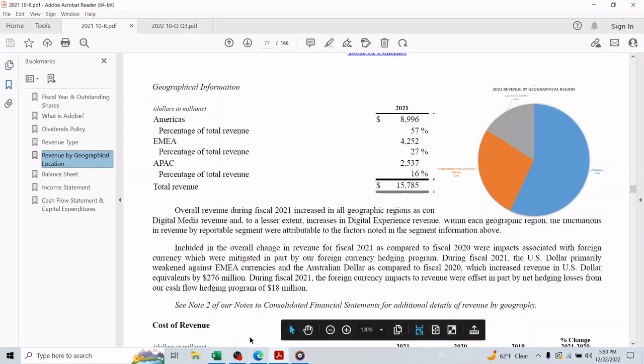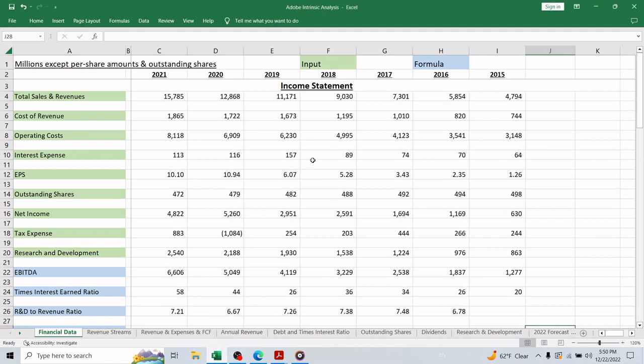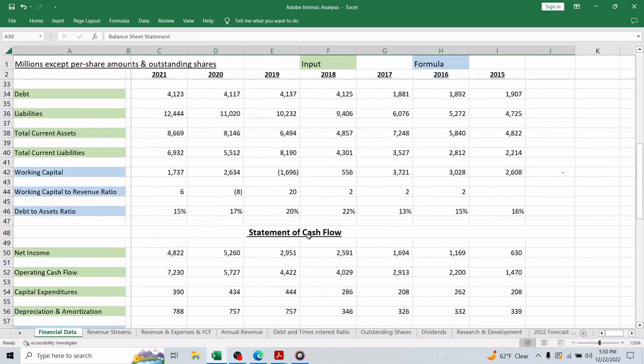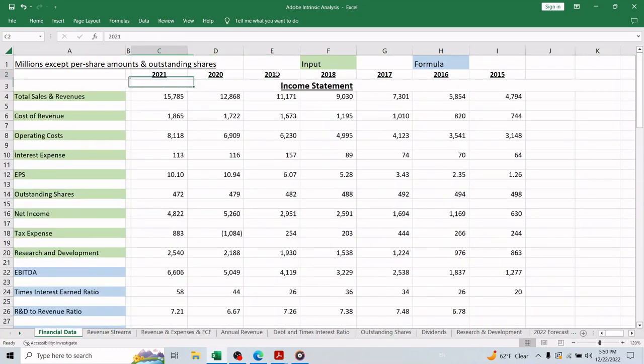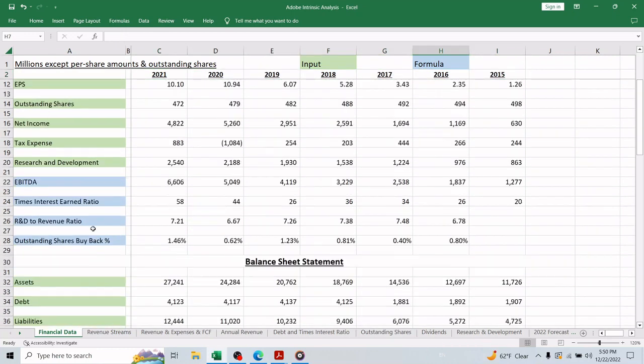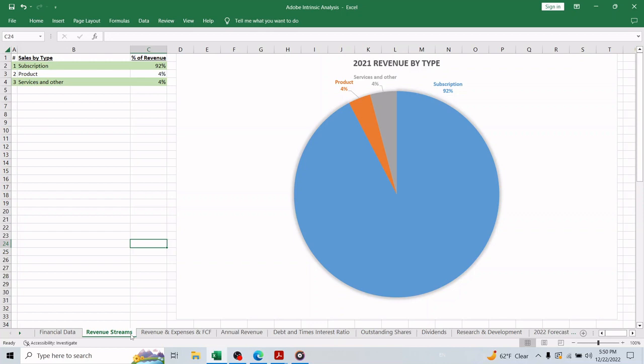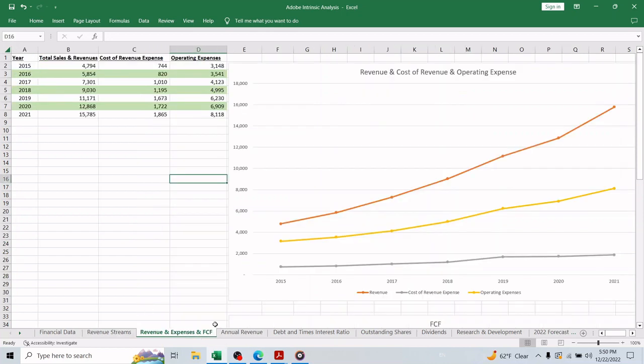Now let's move to the Excel file to analyze the financial statements and forecast 2022 numbers. We will look at the financial data from the income statement, balance sheet statement, and the cash flow statement for the past few years, and we will calculate the ratios that are relevant for this analysis. Starting with how well the management is controlling the expenses, we can see that the cost of revenue expenditures and the operating expenses are increasing uniformly with the increase of the revenue since 2015. So a thumbs up here.